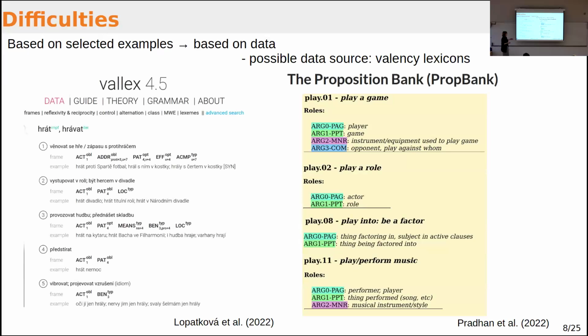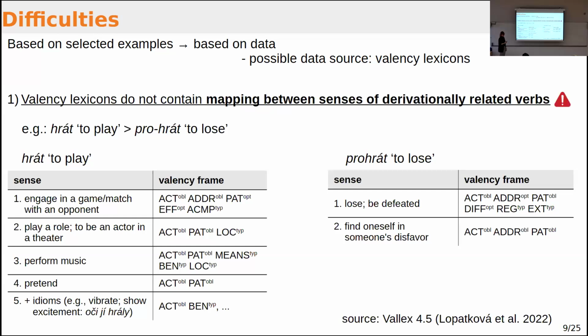So lexicons, which for each verb lemma list some kind of valency characteristics for each of their senses, like Valex, which is developed for Czech here at ÚFAL, or PropBank, a similar type of resource for a number of other languages, and a number of other types of valency lexicons for other languages. However, there are certain difficulties that are connected with using valency lexicons to answer the questions that I introduced in the beginning. First of all, valency lexicons do not contain mapping between the senses of derivationally related verbs.